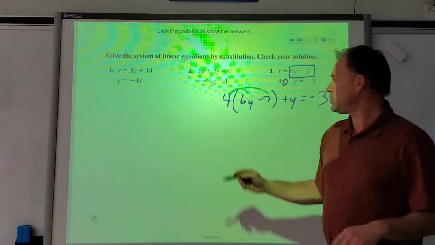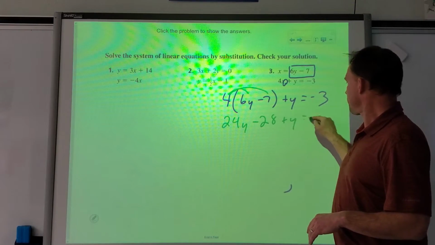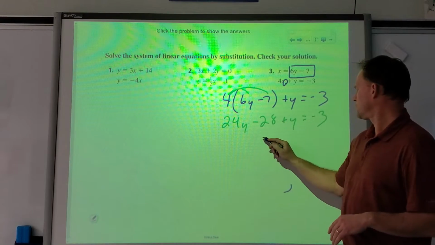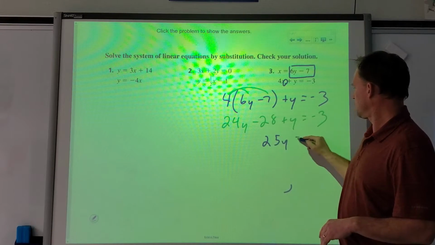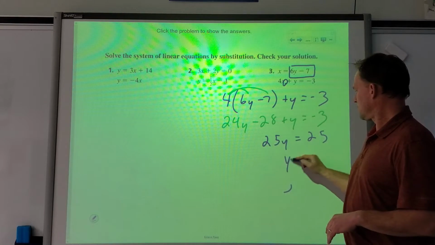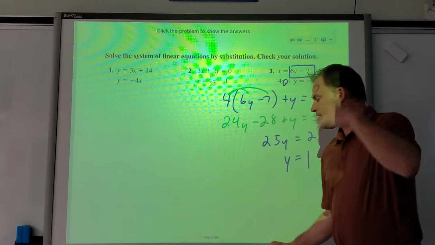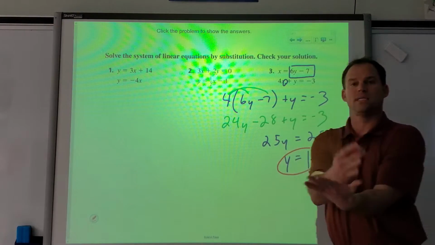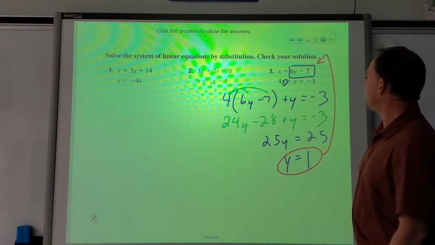Whatever the steps are, you do. 24y. So that comes out to be positive 1. Finish the problem. Y is positive 1. I always need an x and a y for these problems. Go back up and drop it in here.